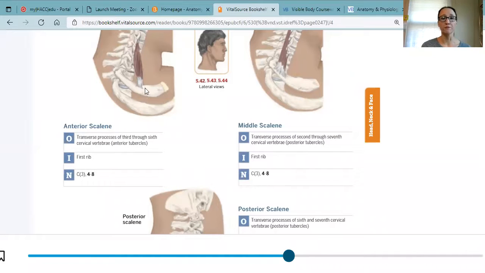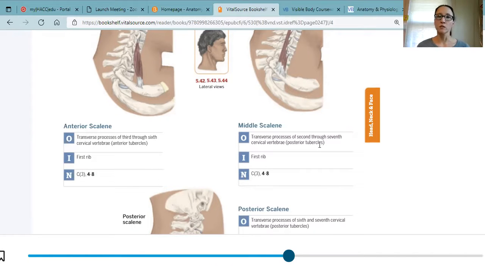This one inserts on the first rib, and the first rib is entirely covered by muscle, by the way. It is difficult to palpate the first rib because it actually is up here and then it kind of dips down under the clavicle a little bit. So it's not really palpable, okay? Anterior scalene is, but its insertion is not. So origin, TPs, C3 through 6, insertion, first rib.